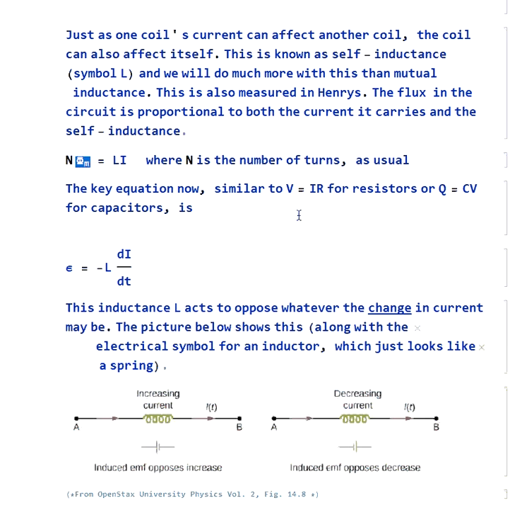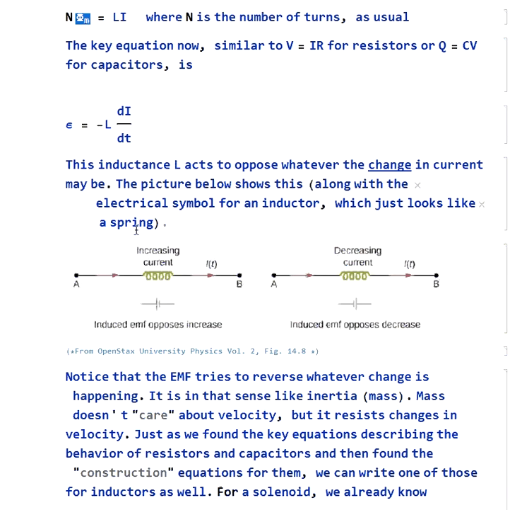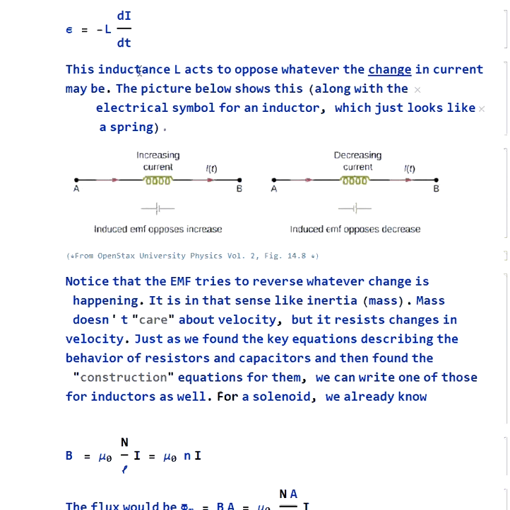Now, just like we had V equals IR for resistors and Q equals CV for capacitors, our key equation for inductors is the EMF is negative L di/dt. The negative sign means this inductance is going to try and oppose whatever the change in the current may be.